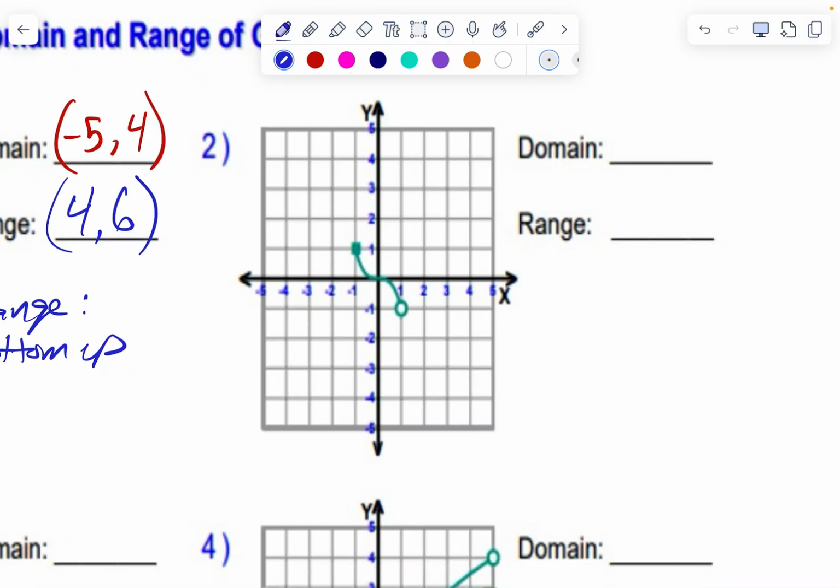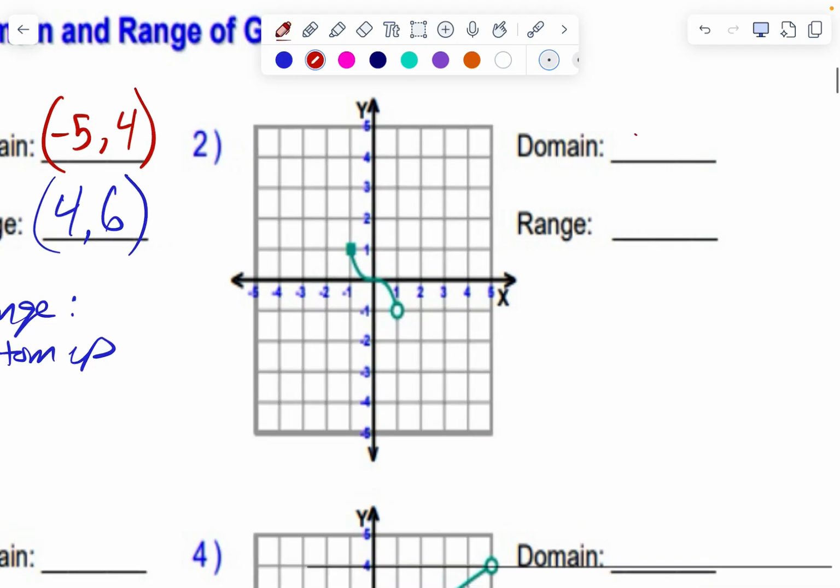Okay, we're scanning left to right. That's the X values used. Scan, nothing. Oh, right here I start to pick up an X value at -1. Can it be -1? Yes, it's got a closed circle, so bracket. Okay, we keep scanning, and I quit getting values at +1. Can it be +1? No, so that is parenthesis. Okay?